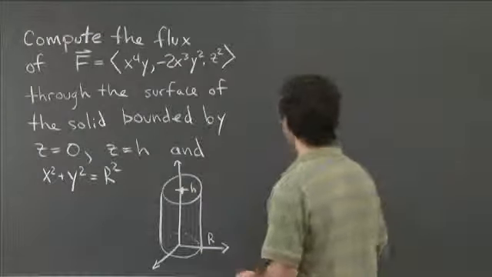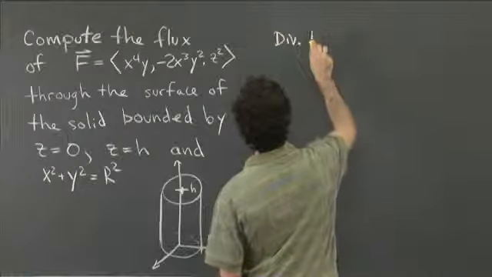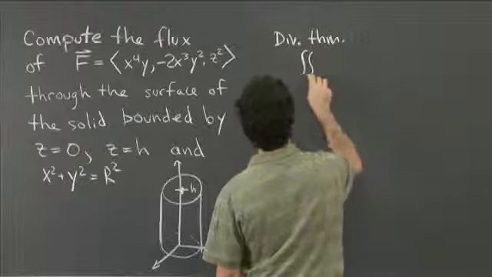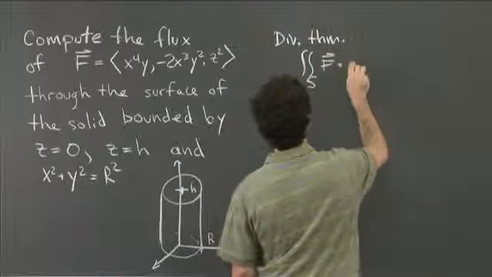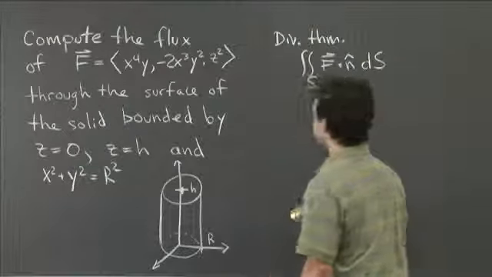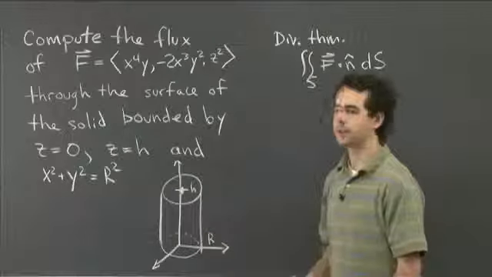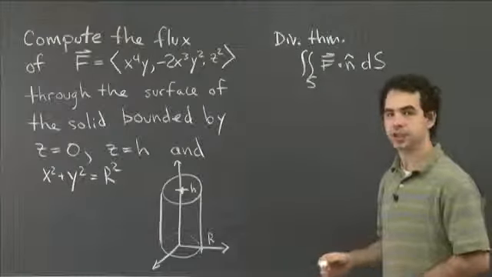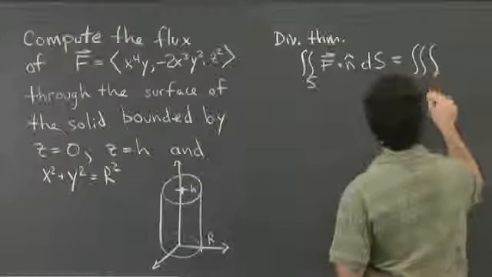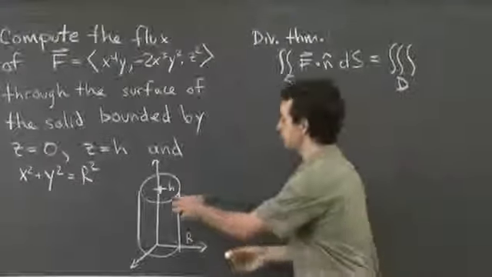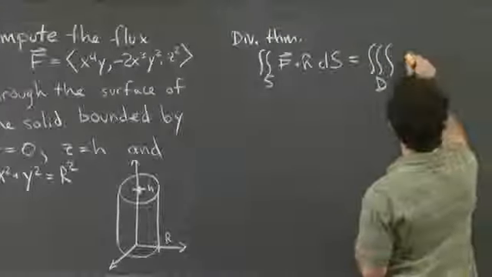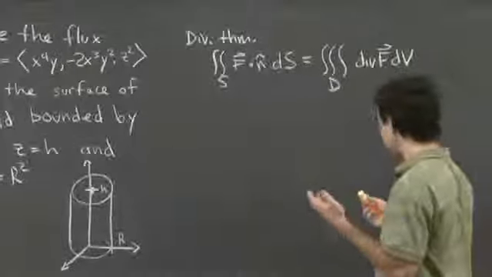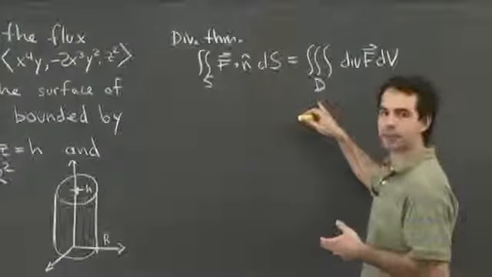Okay? So the divergence theorem, I'm just abbreviating it div THM here, says that the double integral over the surface of F dot n d surface area, where S here is the surface of this solid, which is the flux that we're interested in, is equal to the triple integral over the solid region D, that's bounded by the surface, so that's the solid cylinder here, of div F dV.